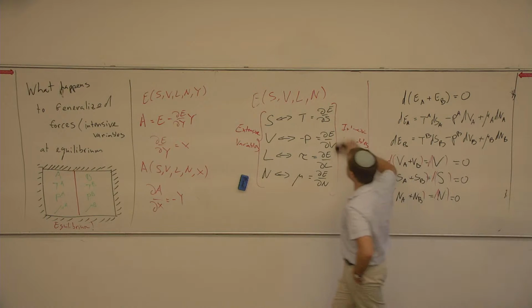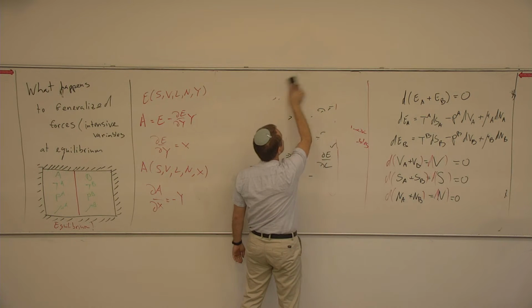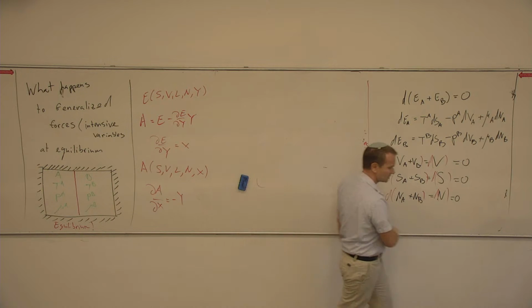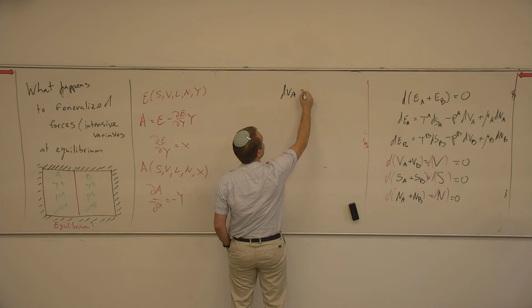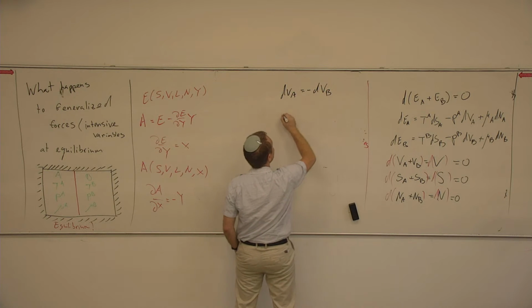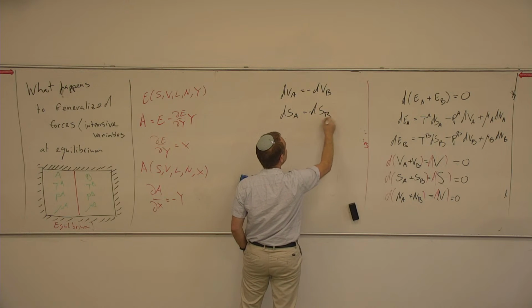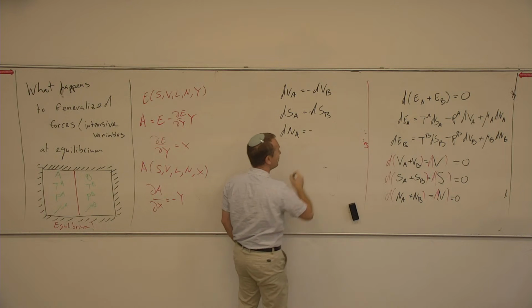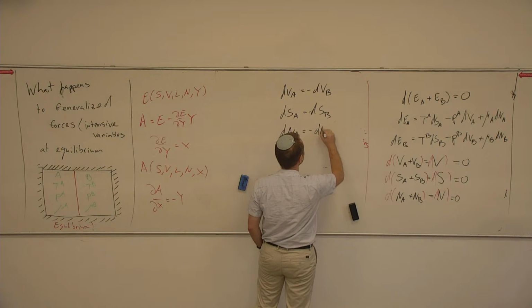So we obtain the following relations between the differentials of the extensive variables: dV_A equals minus dV_B, dS_A equals minus dS_B, and dN_A equals minus dN_B.